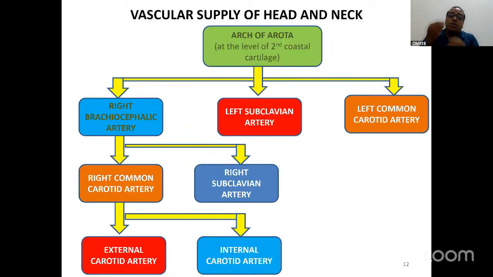Some of you who have already started studying anatomy in your colleges would have heard many times about the external carotid artery and internal carotid artery. But what is that a branch of? Many people don't know. So here is your answer. The external carotid artery is a branch of the right common carotid artery, which is again a branch of the right brachiocephalic artery, which is a branch of the arch of aorta. So it's very simple. Now you should know the external carotid artery in detail.